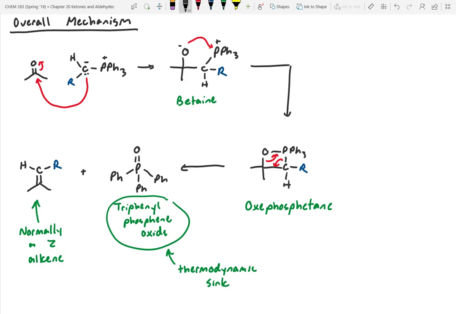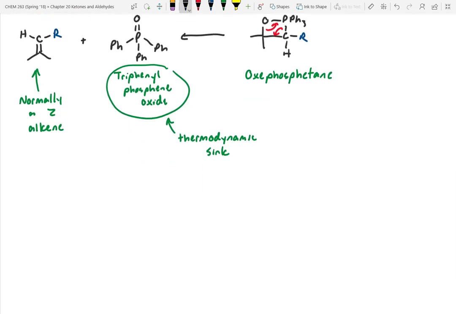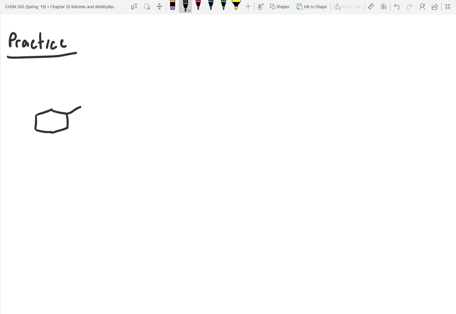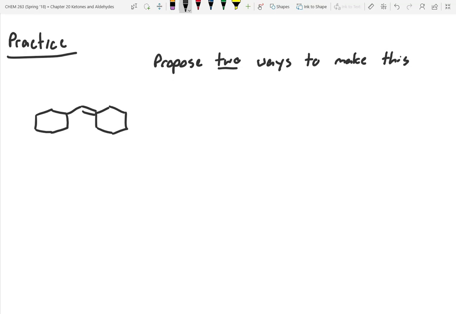So we're going to work backwards. I'm going to give you an alkene, and I want you to figure out how to make this alkene using a Wittig reaction. So propose two ways to make this. I'll give you a little bit of time to think about it, and then check with your neighbor and see if you agree on two different ways to make this.